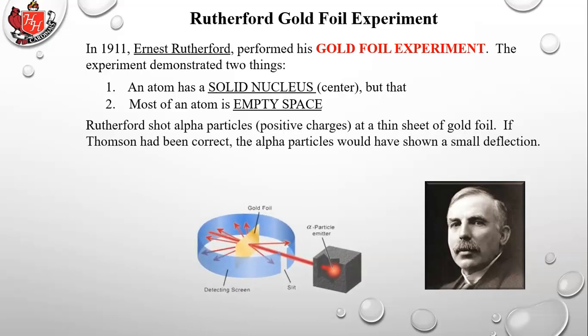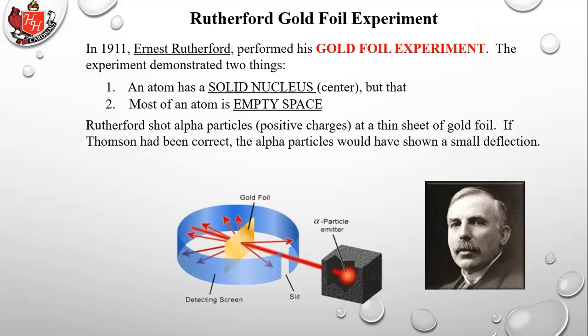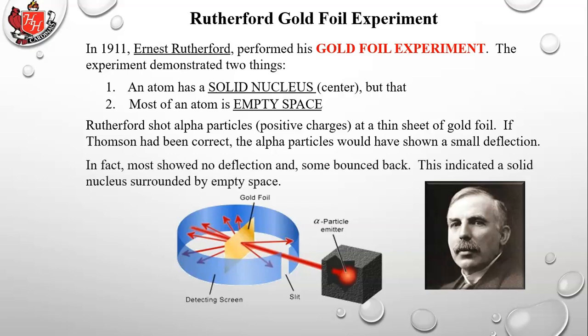Rutherford shot alpha particles, positive charges, at a thin sheet of gold foil. If Thomson had been correct, the alpha particles would have shown a small deflection. In fact, most showed no deflection, and some, and this surprised Rutherford, bounced back. This indicated a solid nucleus surrounded by empty space.